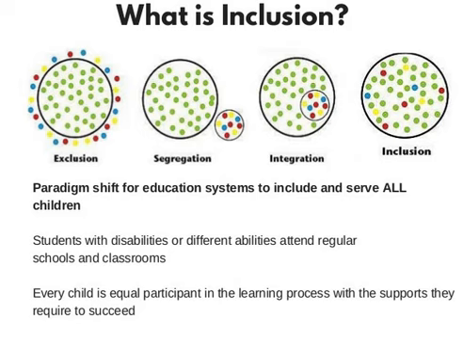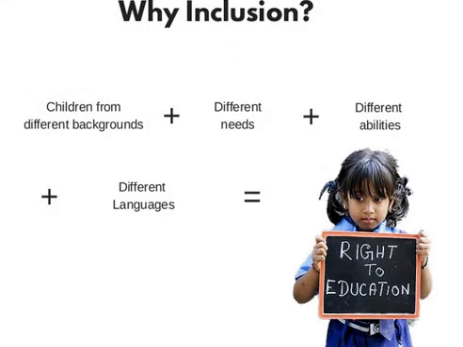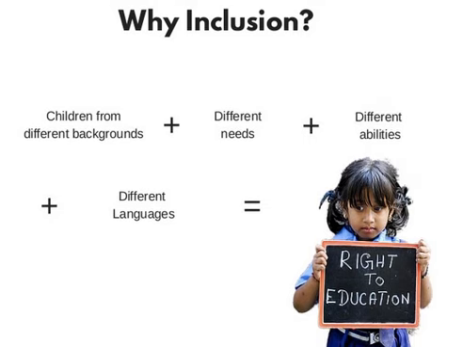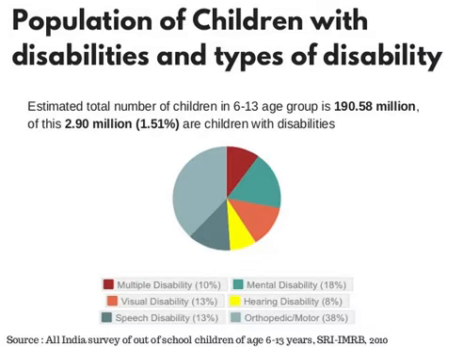When I am talking about inclusion in school, it means that each and every child is a participant in the learning process with the supports they require to succeed. And why do I need inclusion? Because it's my right. As I have earlier mentioned, it includes children with different backgrounds, different needs, different abilities, and also different languages, because the Indian classroom is quite heterogeneous, and it's not only the different needs, but also the psycho-social and emotional backgrounds.